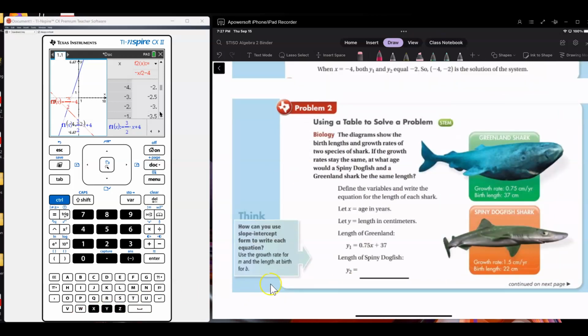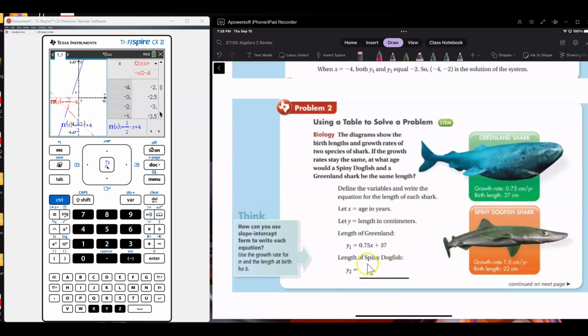We're going to do a word problem. It says the diagram shows the birth rates and the growth rates of two species of sharks. If the growth rates stay the same, at what age would the spiny dogfish and a greenland shark be the same length? So it says here the growth is 0.75x, that's for every year. The birth length is 37.